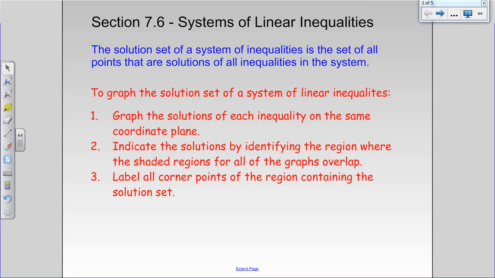Next, we'll indicate the solutions of the system by identifying the region where the shaded portions of the graphs overlap. And finally, we'll label all corner points of the region containing the solution set. Let's look at some examples.